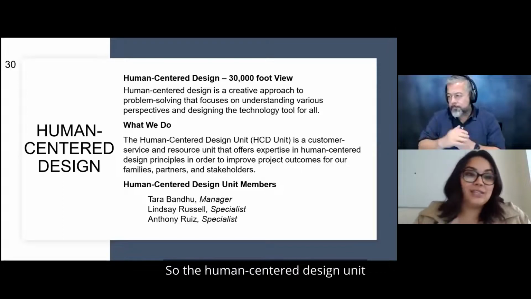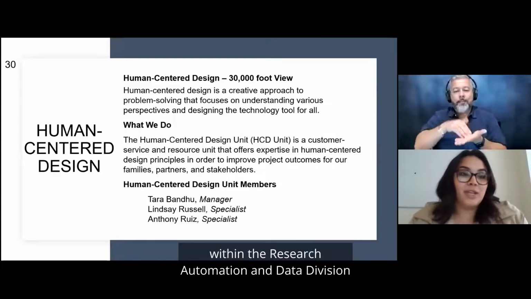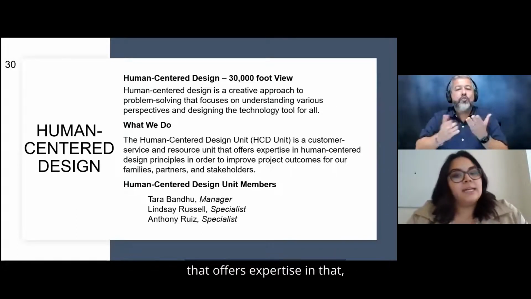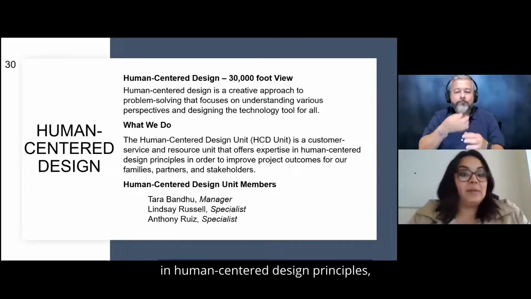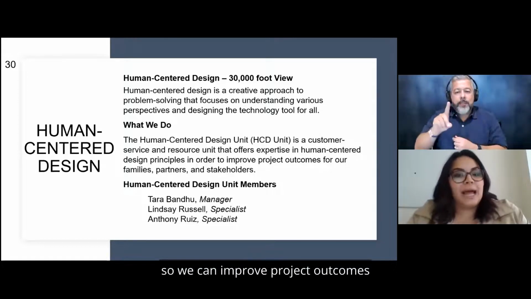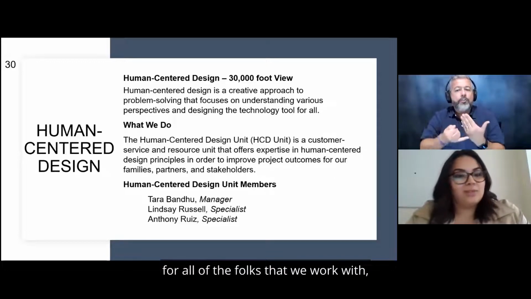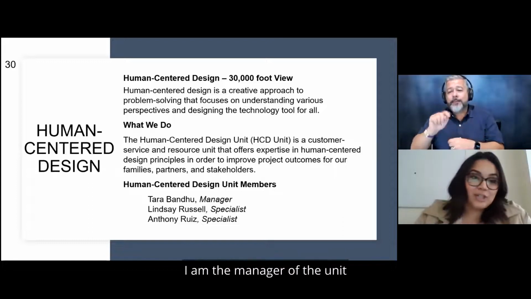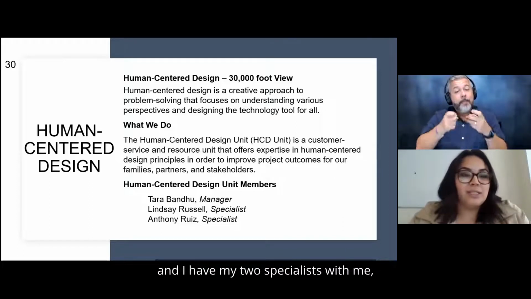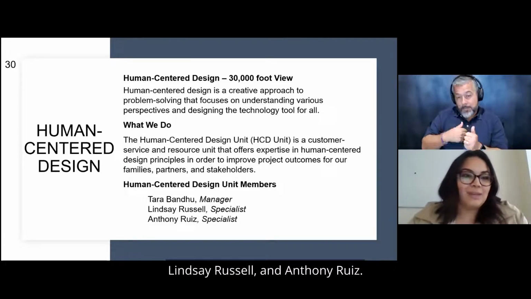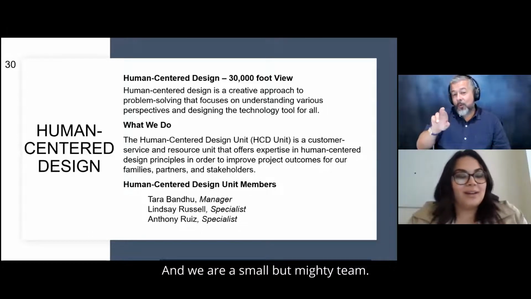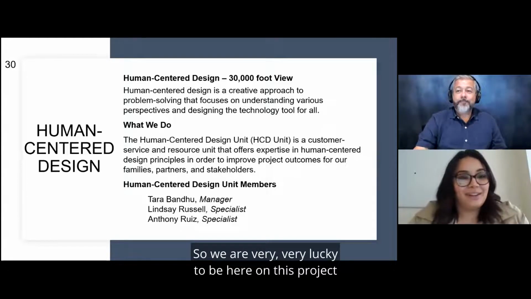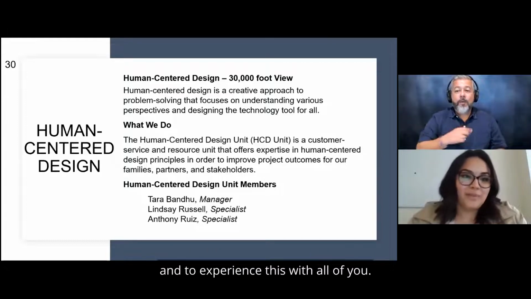So the human-centered design unit within the research, automation, and data division is a customer service and resource unit that offers expertise in human-centered design principles, so we can improve project outcomes for all of the folks that we work with, our families, our partners, and our stakeholders. So for myself, I am the manager of the unit, and I have my two specialists with me, Lindsay Russell and Anthony Ruiz. And we are a small but mighty team. So we are very, very lucky to be here on this project and to experience this with all of you.